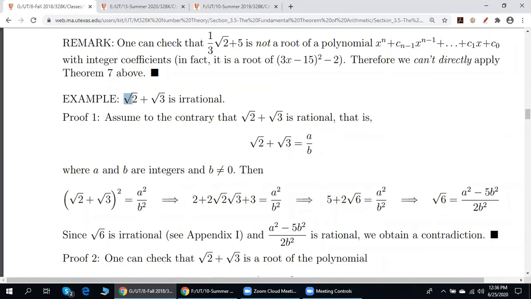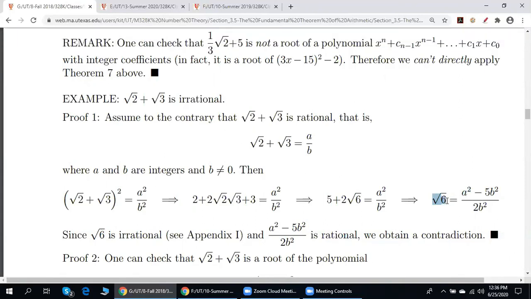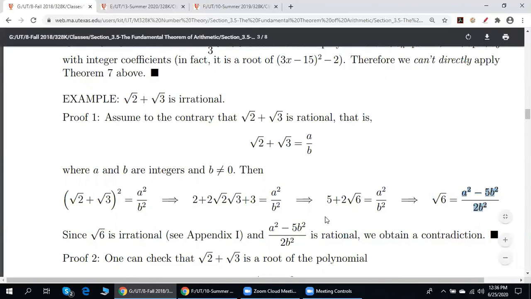Therefore, the easiest way to prove that this is irrational is to assume that it is rational, square both sides, expand parentheses, 2 plus 3 is 5, square root of 2 times square root of 3 is square root of 6, move 5 to the right, divide both sides by 2, done. The left-hand side is irrational. Now we can use Theorem 7. The right-hand side is irrational. We get a contradiction.